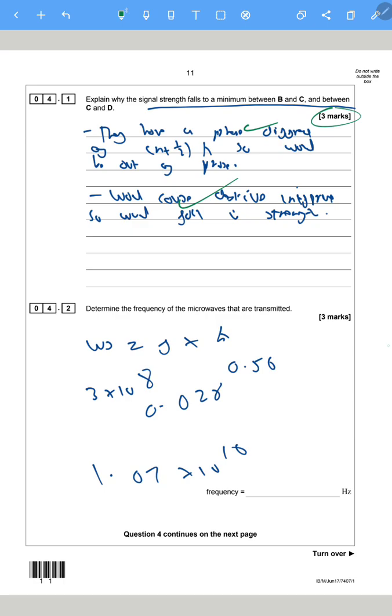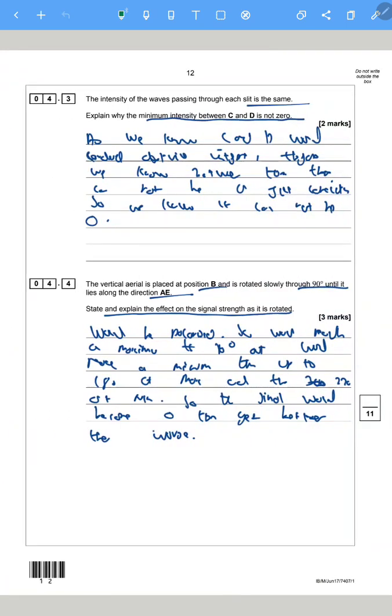So this says 10.7 times 10 to the 9. So 1.07 times 10 to the 10, which is the same thing. So 4.3. Intensity decreases with distance.